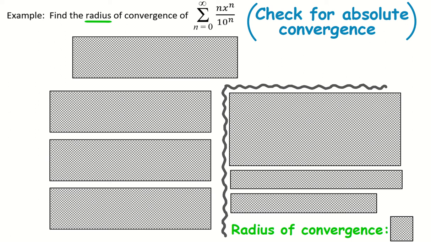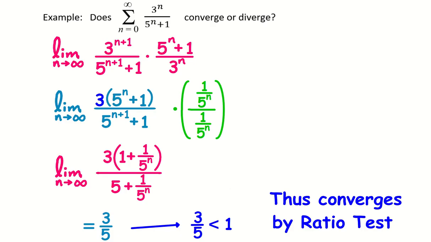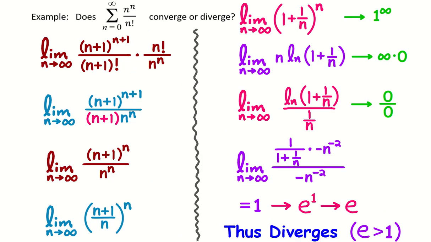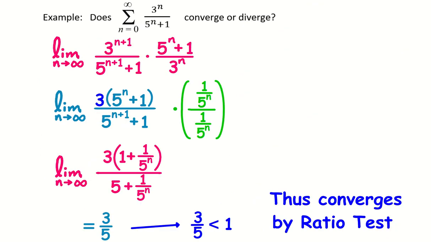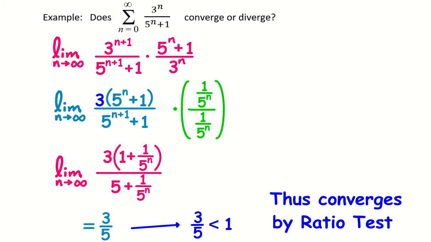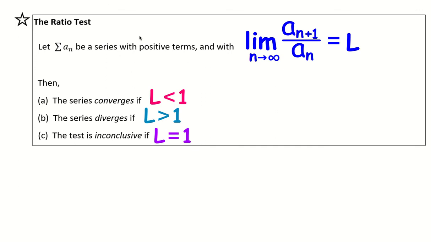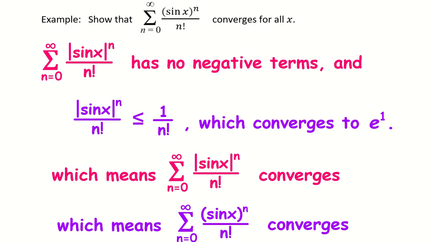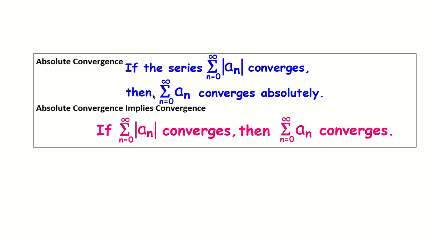Now, like I said a little while ago, the ratio test is going to be used not just to say if something converges or diverges, period, but if there's like a variable involved and you want to find like the interval of convergence, the radius of convergence. All right, now I want to make sure I'm covering all my bases here.